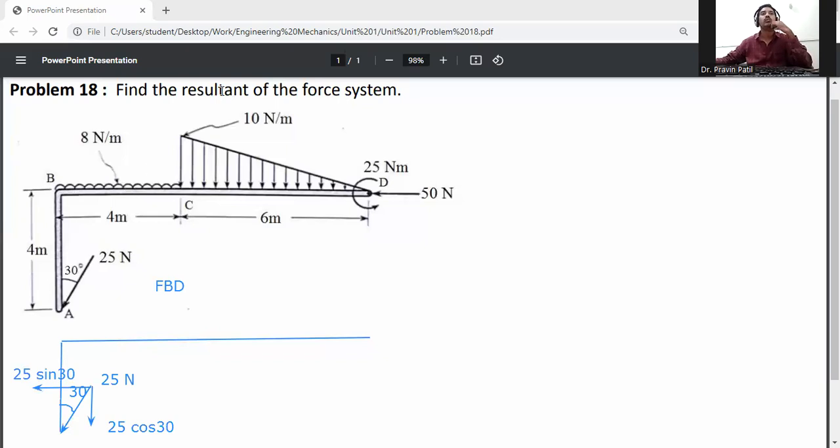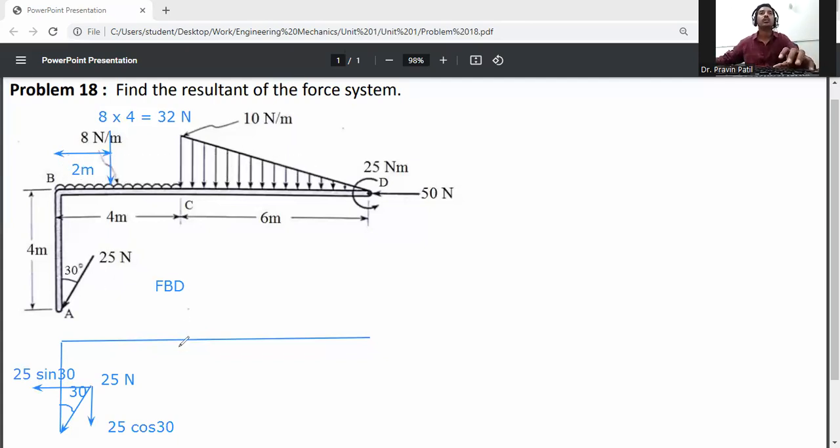So convert this UDL load into a point load. That means 8 into the BC span, which is 4 meter. So 8 into 4 is 32 Newton. It is acted at the center of BC, that means 2 meter from B.